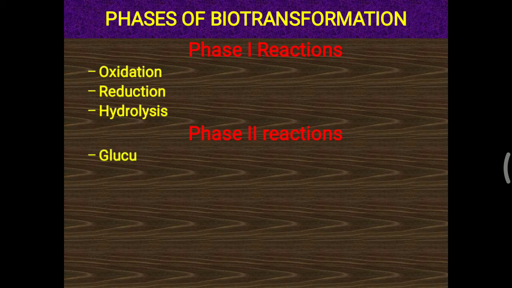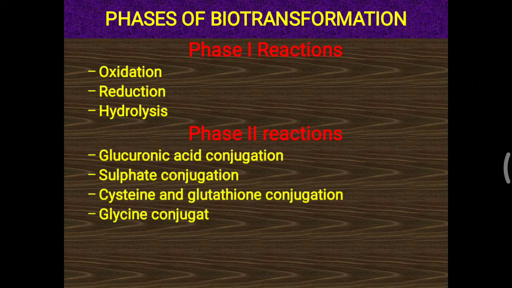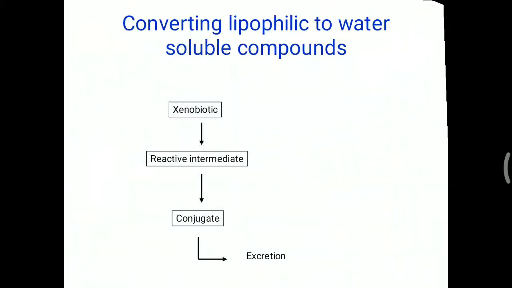This conjugation may be with glucuronic acid, with sulfate, cysteine and glutathione conjugation as well, and sometimes glycine conjugation. Apart from glycine and cysteine, other amino acids are also utilized for the conjugation. Also in this phase 2 reaction, acetylation and methylation are included. All these ultimately serve to conjugate and make the xenobiotics more water soluble and excrete them from the body, converting lipophilic compounds to water soluble compounds.